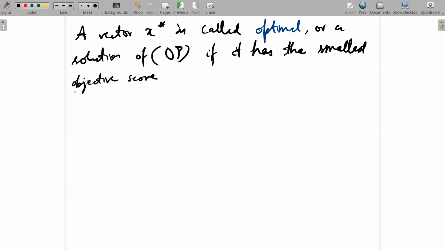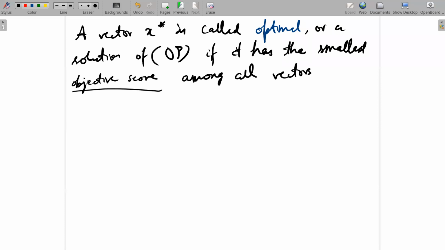You can call it objective score or value of the objective function. But all this terminology is supposed to be suggestive of what the purpose of framing and solving these problems is. Okay. So yeah, a vector is optimal if it has the smallest objective score among all vectors satisfying the constraints.